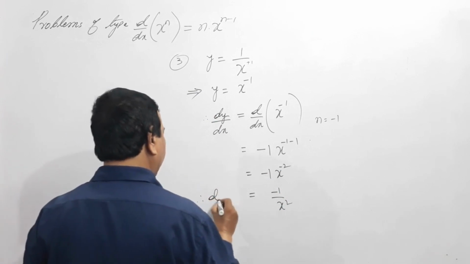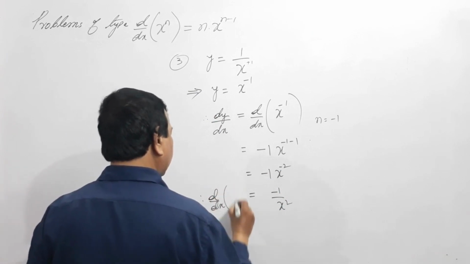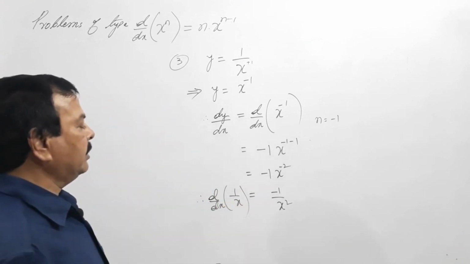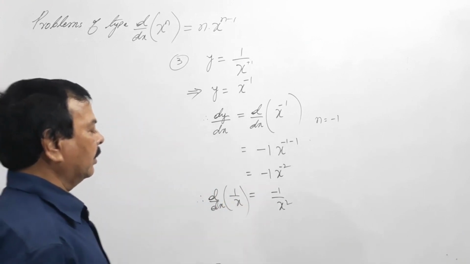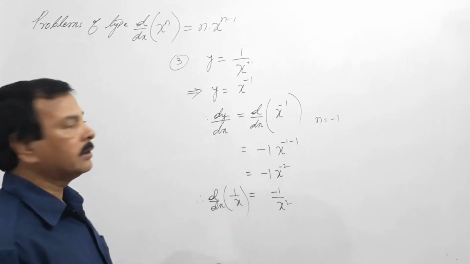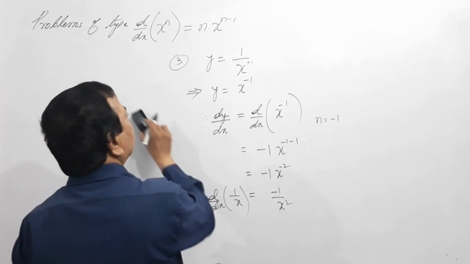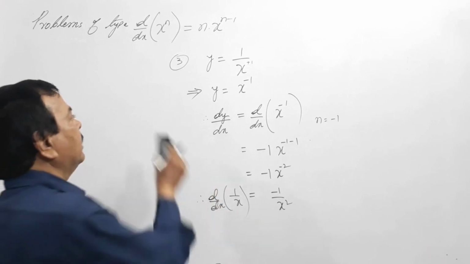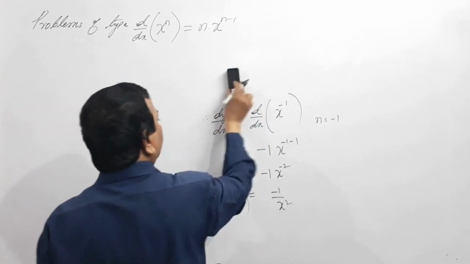Therefore d by dx of 1 by x equals minus 1 by x square. So remember, this is also an important problem. So please copy this, pause this and copy. So let's go to problem number 4.